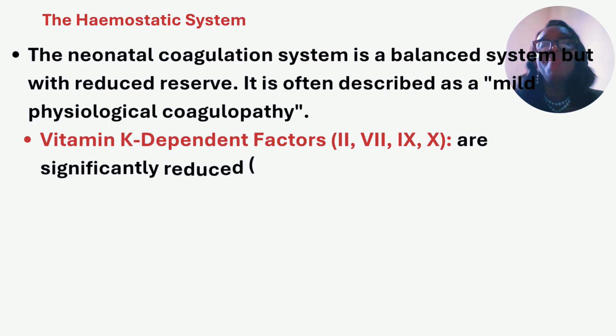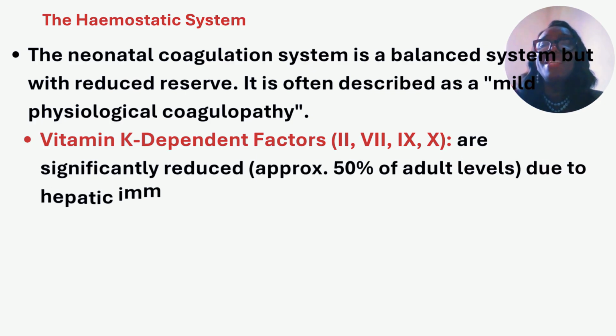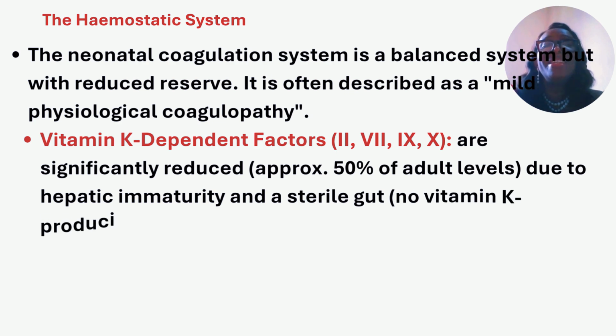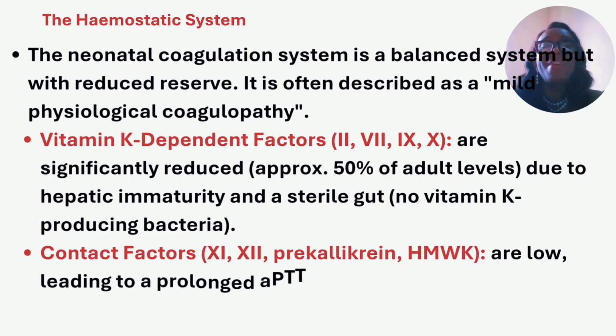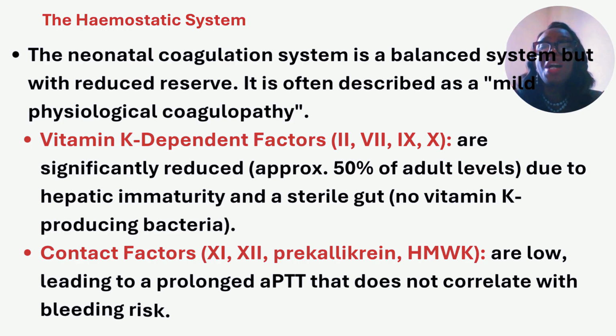Neonatal coagulation system. Neonatal coagulation system, that is the hemostatic system in the neonates, is a balanced system with reduced reserve. It is often described as a mild physiological coagulopathy. Vitamin K dependent factors like factor 2, factor 7, factor 9, and factor 10 are significantly reduced in the neonate to approximately 50% of that of an adult. Due to hepatic immaturity and a sterile gut, no vitamin K producing bacteria is found in neonates, and you know that their liver is also immature.